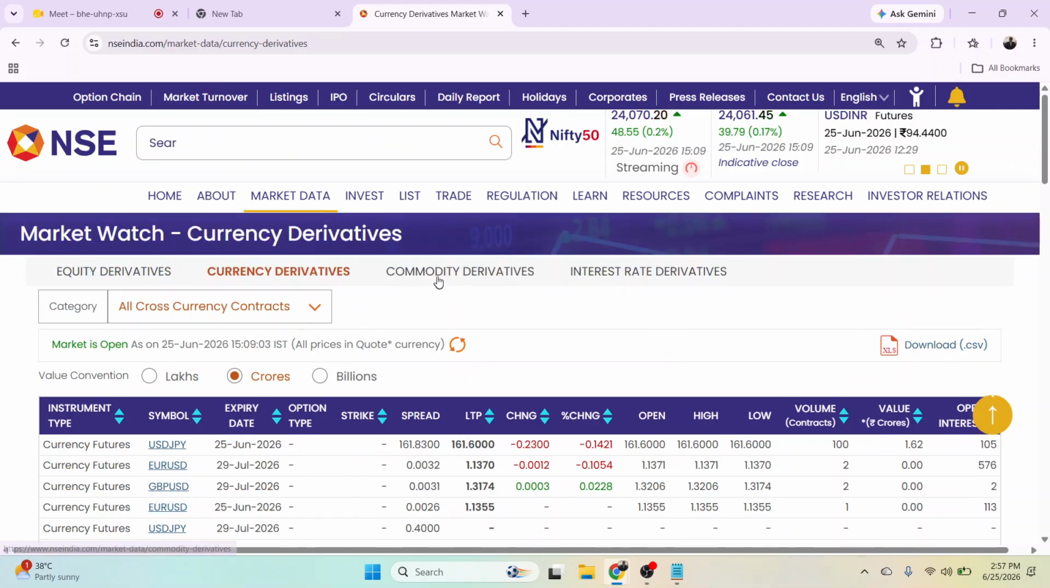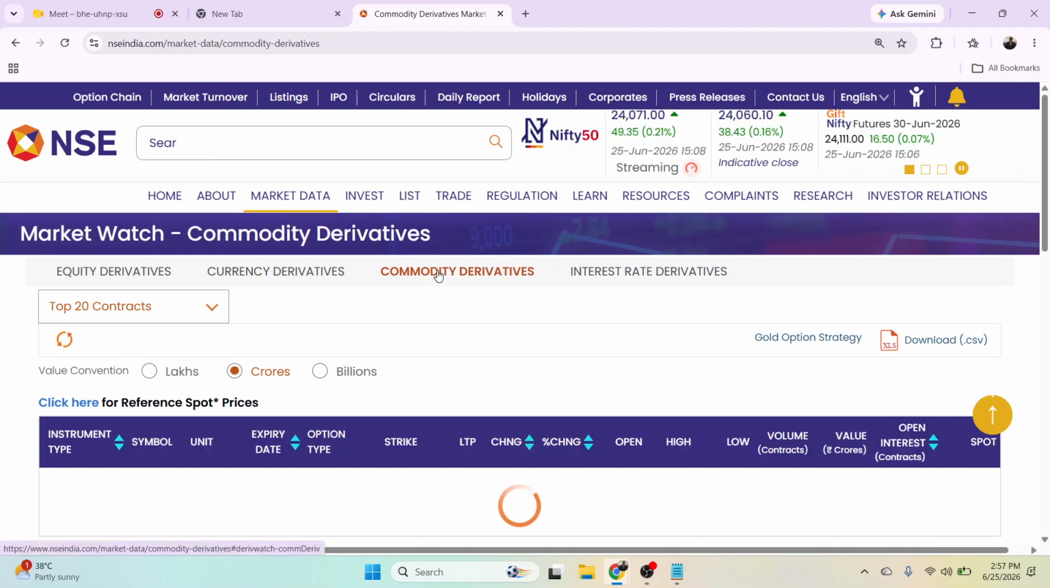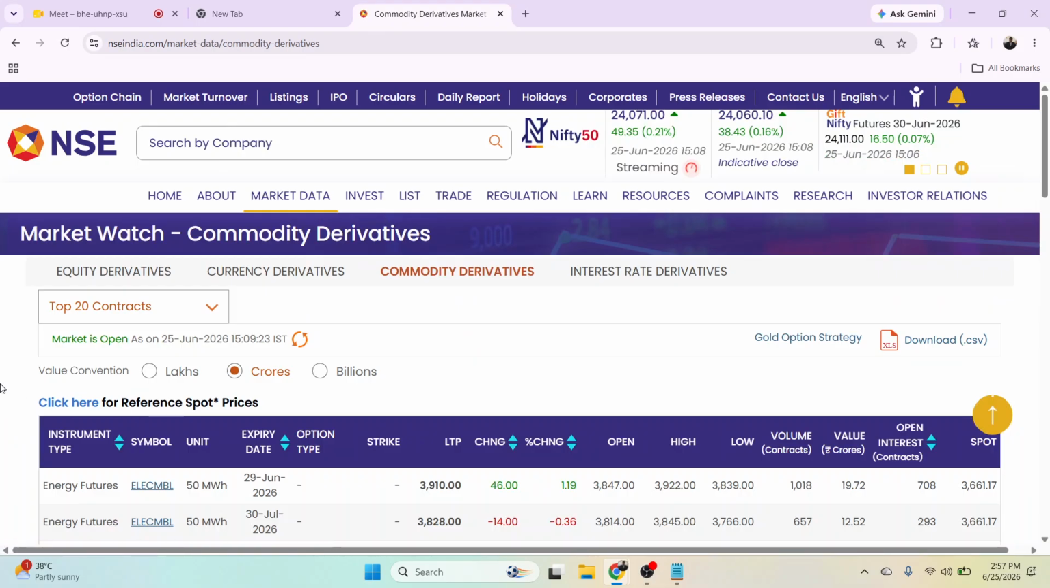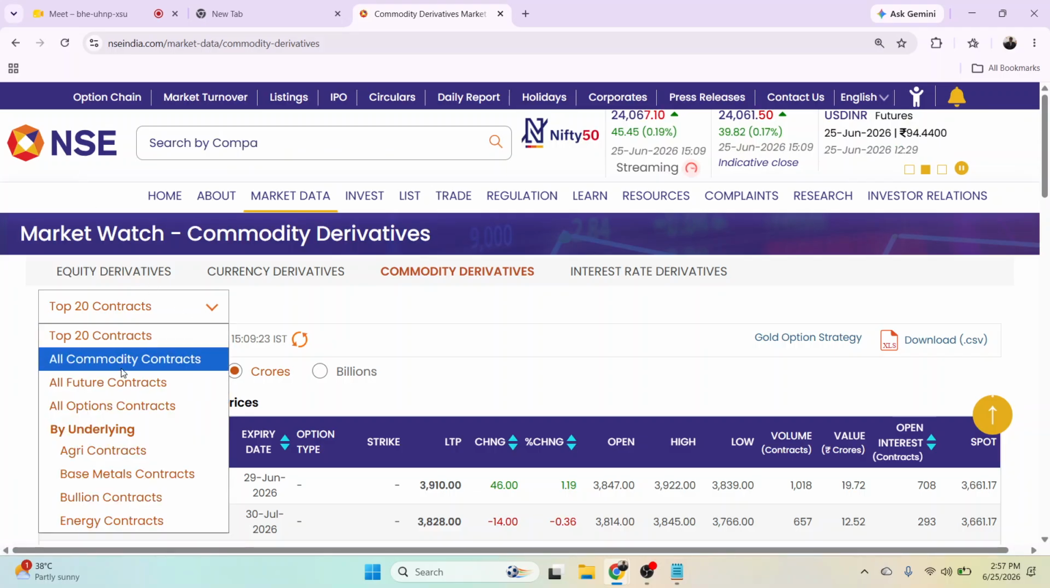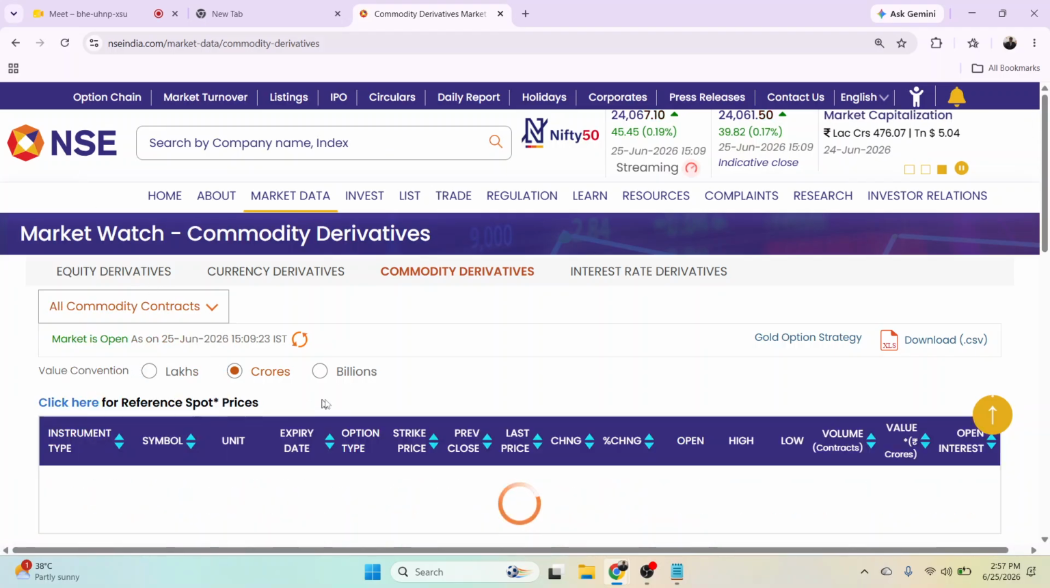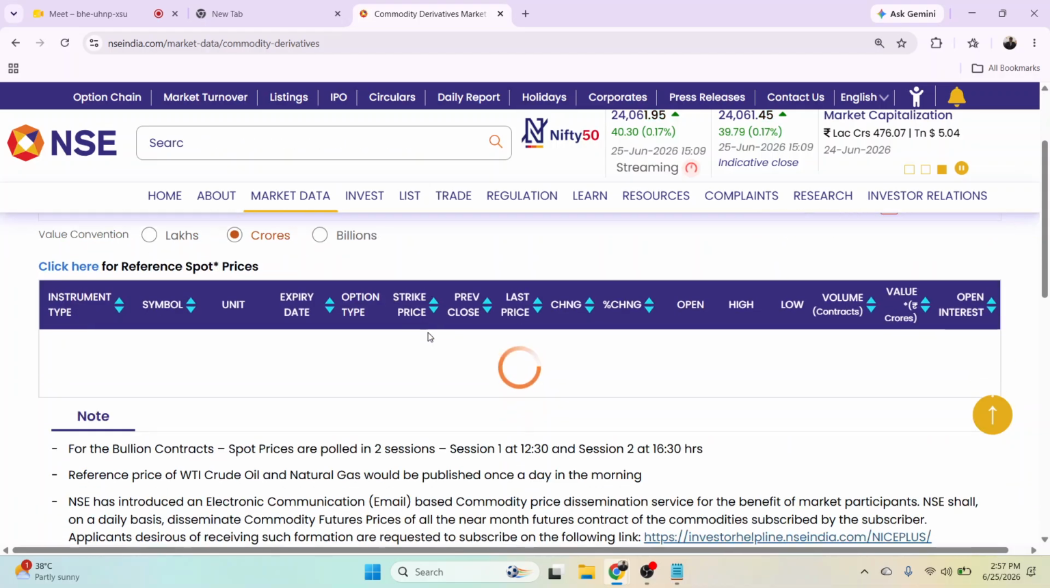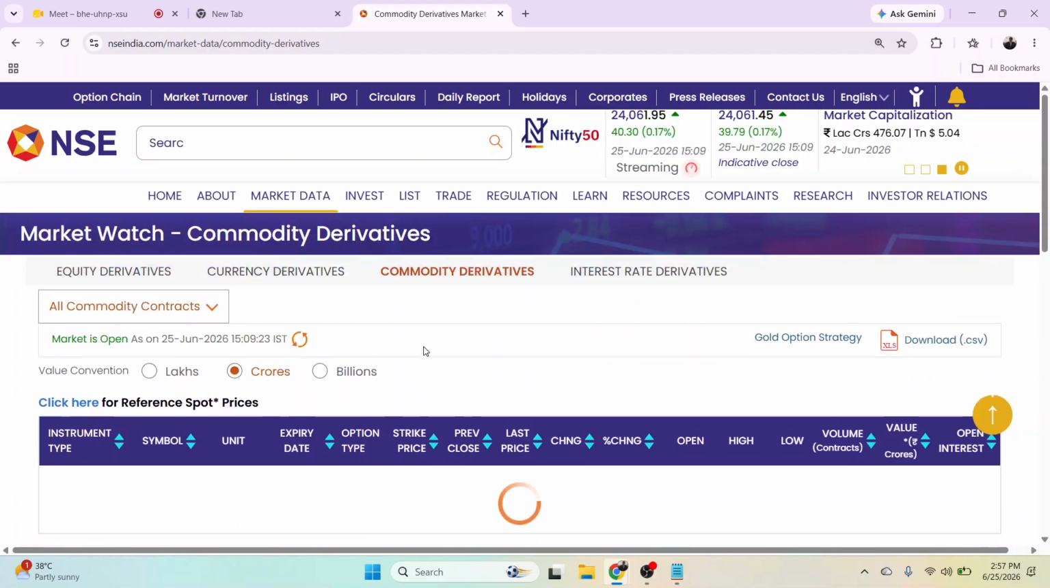Same thing, we have commodity derivative. In the commodity derivative, only a few or limited contracts are available on the NSE exchange. You can see these are the commodity contracts: gold, silver, copper, aluminum, zinc, limited derivative contracts here. Same way, we have interest rate derivative as well.